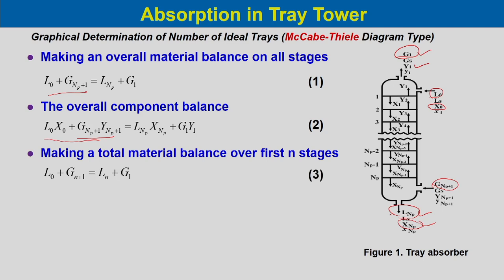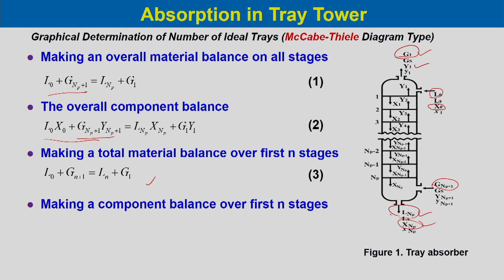Now, making a total material balance over the first n stages, if we consider any stage n from the top, it would be L naught plus G n plus 1 equal to L n plus G 1. Now, making a component balance over that section of the column for the first n stages, we would obtain L naught x naught plus G n plus 1 into capital Y n plus 1 equal to L n x n plus G 1 y 1. So, this is equation 4.